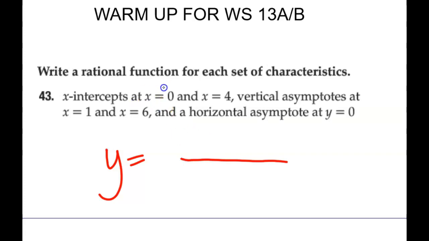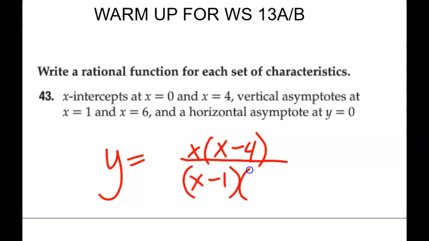In the top. So if we have one at 0 and one at 4, what are factors that are in the top? Plain old x, or x minus 0, right? And 4 means there's a factor of x minus 4, okay? Vertical asymptotes at 1 and 6. Where do you get vertical asymptotes from? The denominator. So what would go in the denominator? X minus 1 and x minus 6. Good job. Okay, horizontal asymptote at y equals 0.